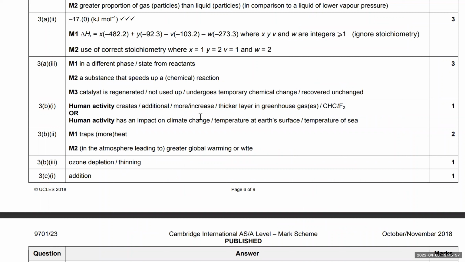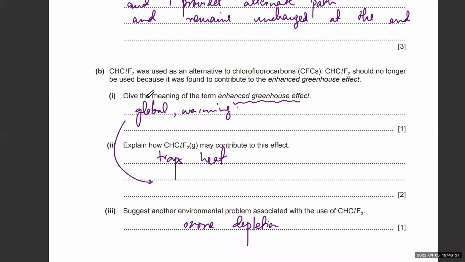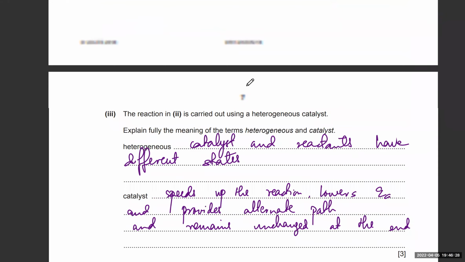So enhanced greenhouse effect as compared to greenhouse effect, the only difference is that they're just saying that it creates more greenhouse gases, an extra or thicker layer of greenhouse gases. So that is the enhanced greenhouse effect. Baki ozone depletion, that was true as well. This covers the basic answer. It just means that human activity is producing extra greenhouse gases. It's the word enhanced.